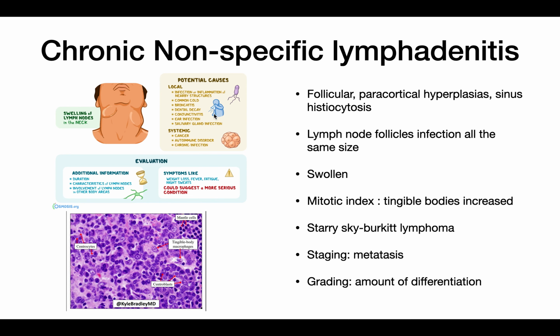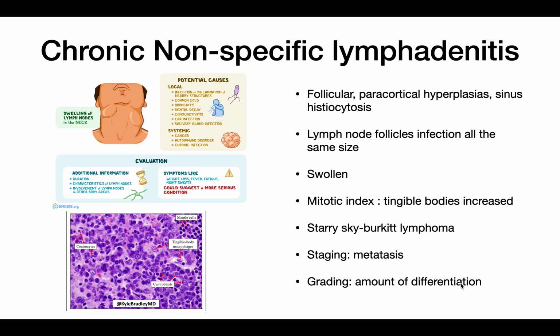Like I said, there's a lot of normal causes of lymphadenitis. So we want to check the mitotic index. If the tingible bodies are increased, that is a sign of cancer. The starry sky is a pretty clear sign of Burkitt lymphoma. And we will stage the amount of involvement to see if the cancer has metastasized, according to the swelling of the lymph nodes. And we will biopsy the lymph node to determine the grading.